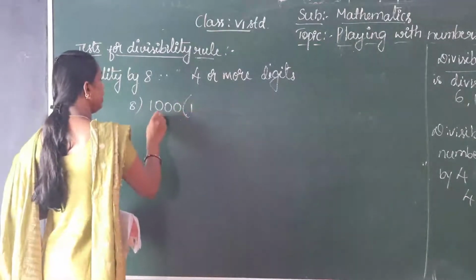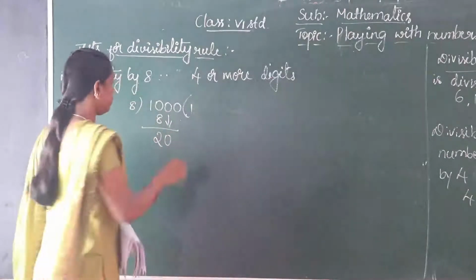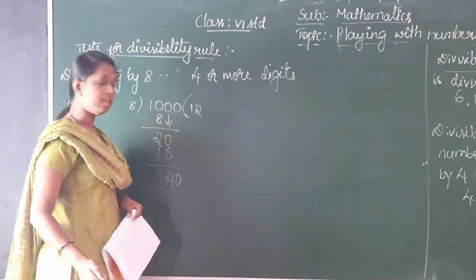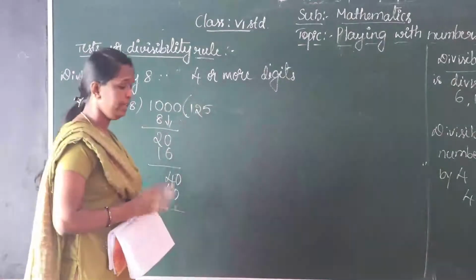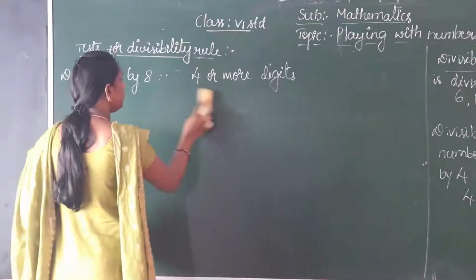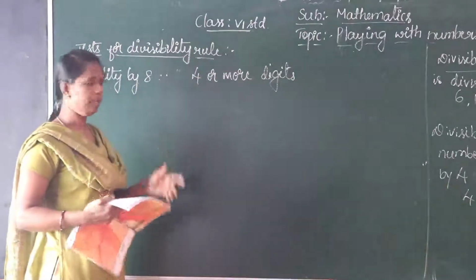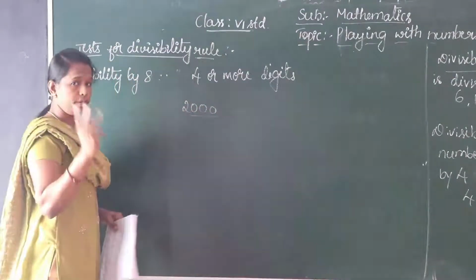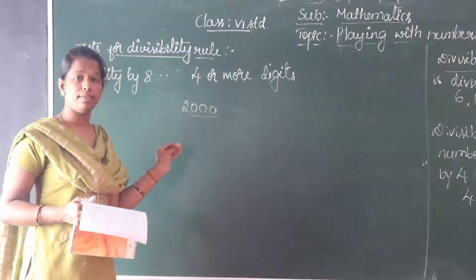8 ones are 8, remainder 2. Take 2 down. 8 twos are 16. Remainder becomes 4. 8 fives are how much? 40. So then 1000 is divisible by 8. So it is applicable if 0 is in the unit place, tens place and hundreds place. For example, I will take 2000. In the three places, 0 is there. So when we see this number, it is directly divisible by 8.